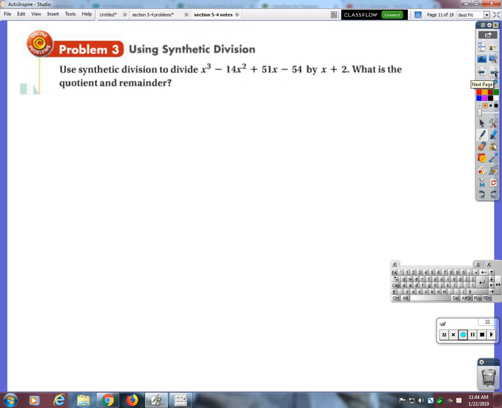All right, so here we go. We're going to do, like I said, basically the same stuff. So in this case, we're going to start by going x plus 2, and we're going to divide that into x cubed minus 14x squared plus 51x minus 54. But instead of doing it in the long division way, we are going to do it using synthetic division. So the only reason why I'm writing this up here is so that you can see how I get from that to the way that I'm going to write it synthetically.